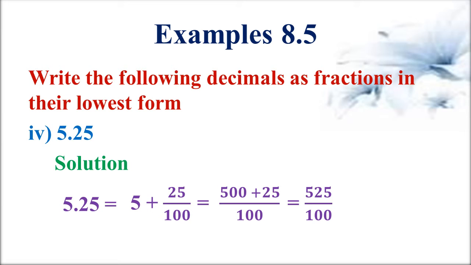So what is the HCF of 100 and 525? That is 25. So how many 25s are in 525? That is 21. And how many 25s are in 100? That is 4. So we get the simplest form. Is there any common factor? No. So we can write 21 by 4.